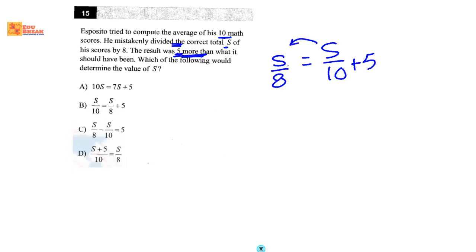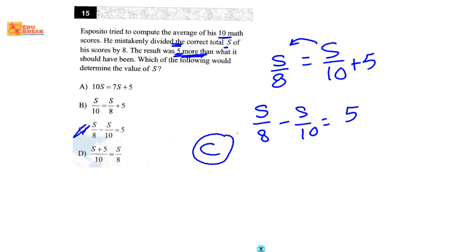But we can move S over 10 to the left-hand side, so it will be S over 8 minus S over 10 equals 5. So the answer is C. Next question.